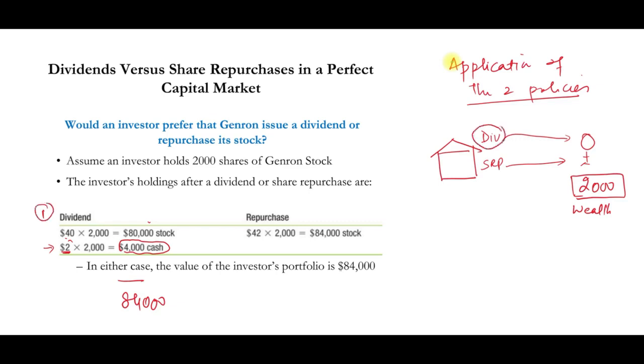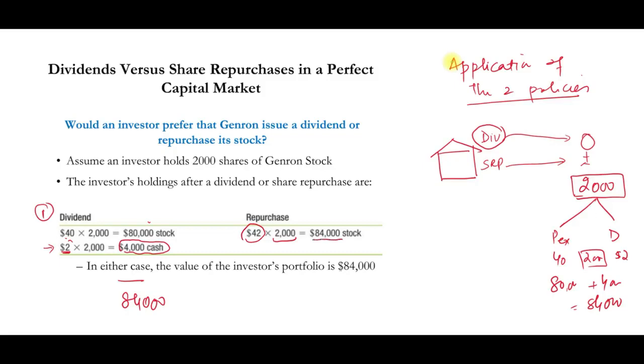So his wealth is not changing. His wealth is dividend and price. Price is $40 and the $2 dividend, and he has 2000 shares, so it would be 80,000 plus 4000, which is 84,000. Next is repurchase. He has 2000 shares, and what is the share price of the stock now? It is $42 because it does not change. So the answer would be 84,000.